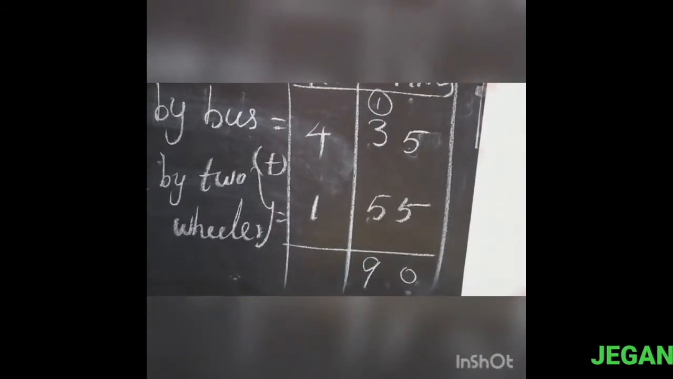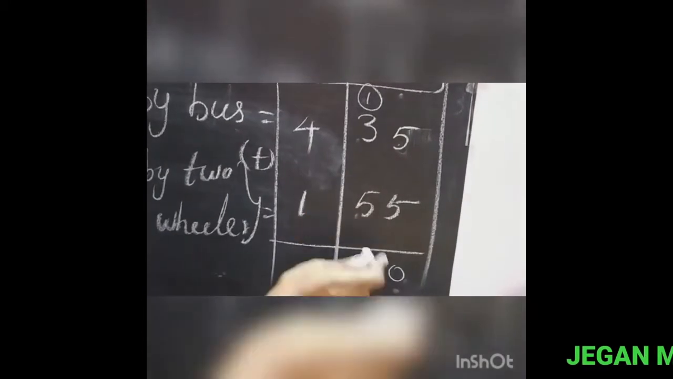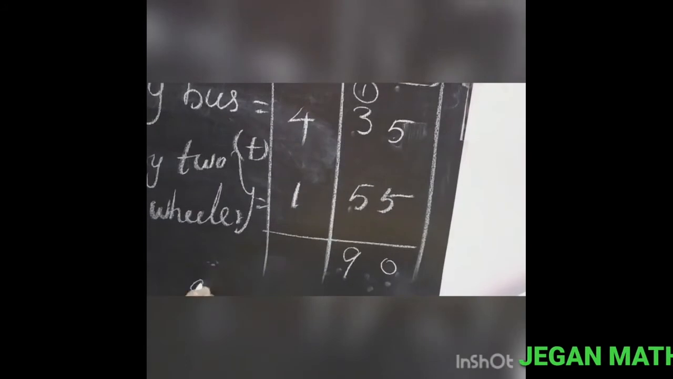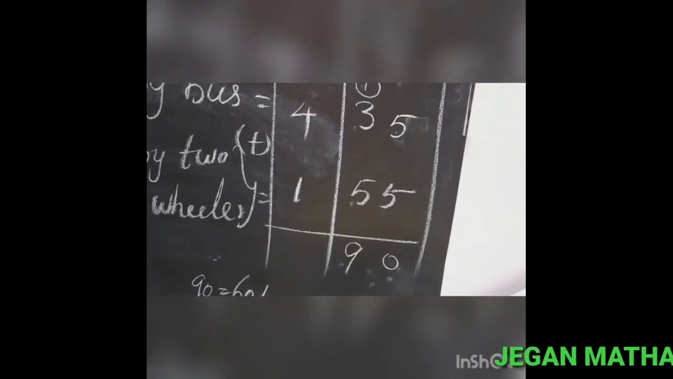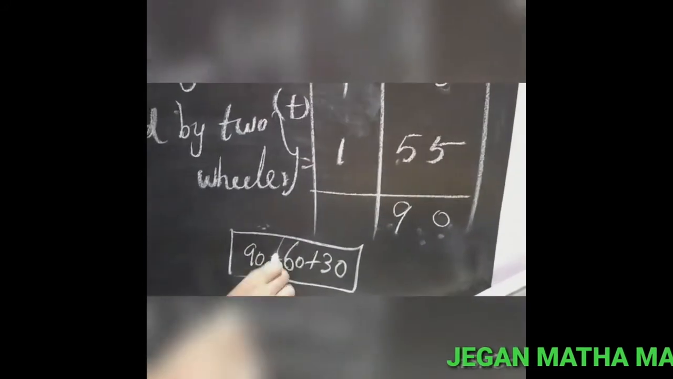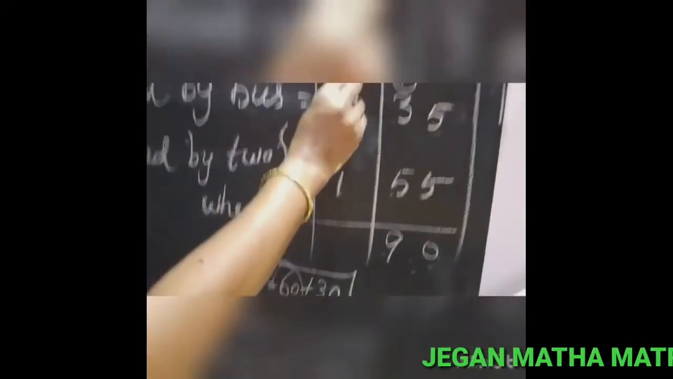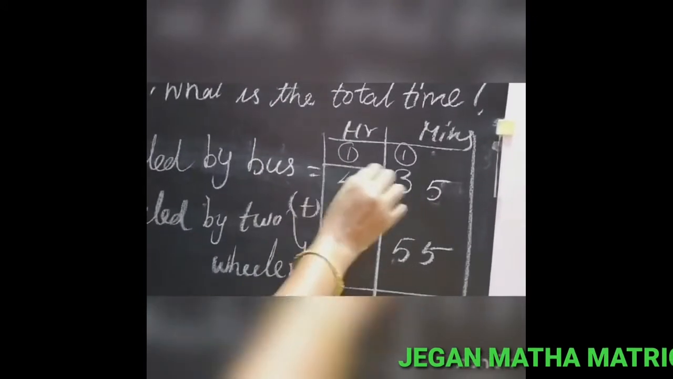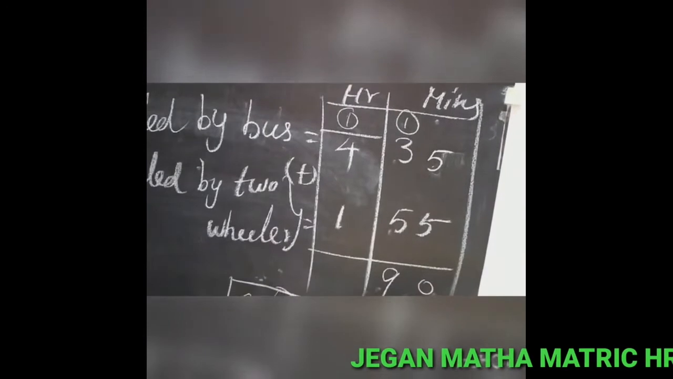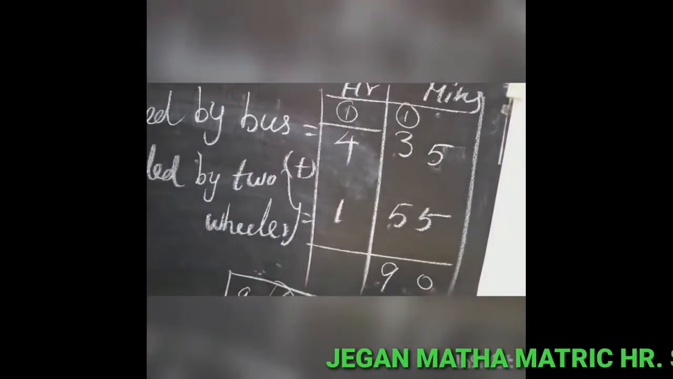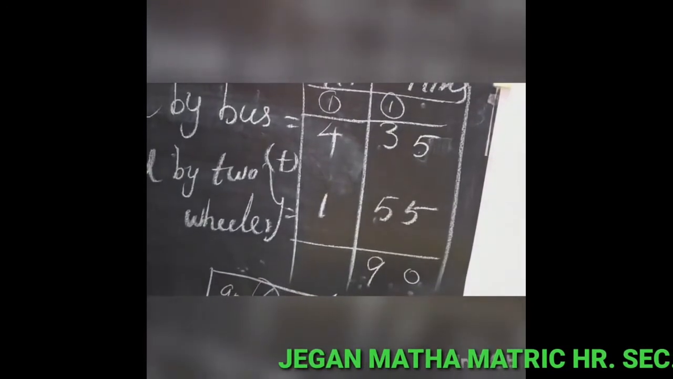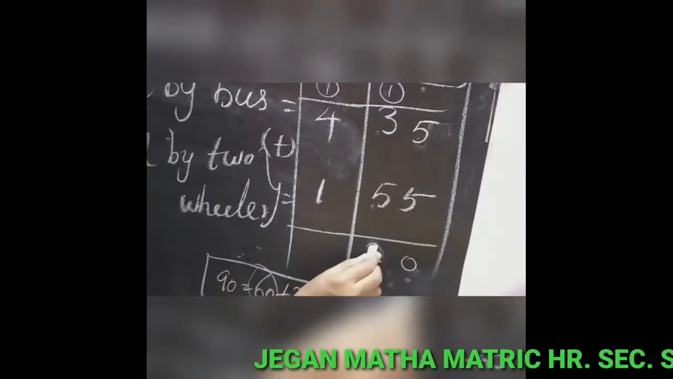First you have to convert this 90 minutes into hours and minutes. So you can split the minutes: 90 equals 60 plus 30. You have to split like this. Convert the 60 minutes into 1 hour, and put the carry over. Put that 1 hour in the hours place. Now instead of 90, what is there? 30 minutes only. Is it clear, students?